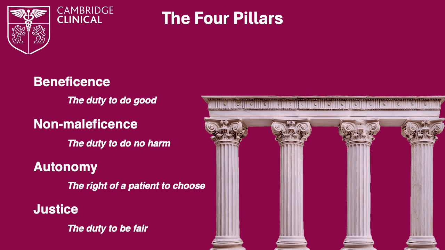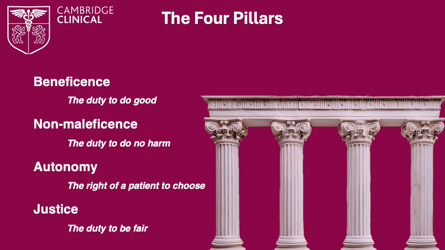The final of the 4 pillars is that of justice, which pretty much just means fairness. This is a much more wide-reaching principle than the other 3, as it is often at its most relevant when discussing patients en masse or healthcare policy rather than individuals, but it still does come up in UCAT questions.